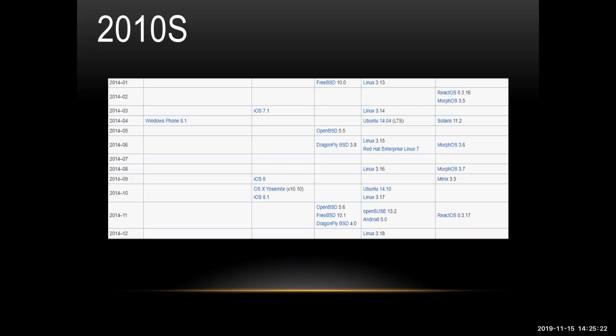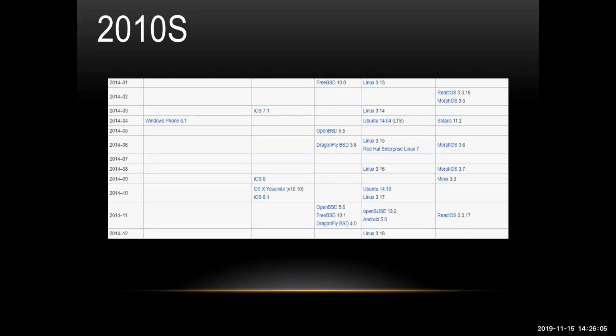And then May, we had the OpenBSD 5.5. And then June, we had the Dragonfly BSD 3.8, Linux 3.15, Red Hat Enterprise Linux 7, MorphOS 3.6. And then August, we had the Linux 3.16, MorphOS 3.7. And then September, we had the iOS 8, followed by Minix 3.3. And then October, we had OS X Yosemite, and then iOS 8.1. We also had the Ubuntu 14.10 and Linux 3.17.